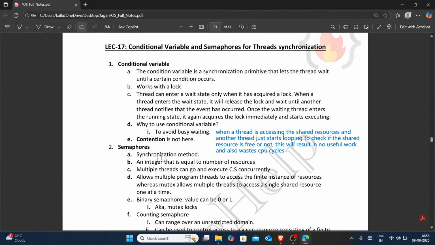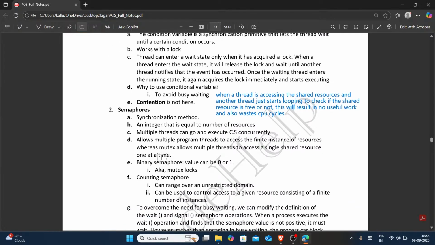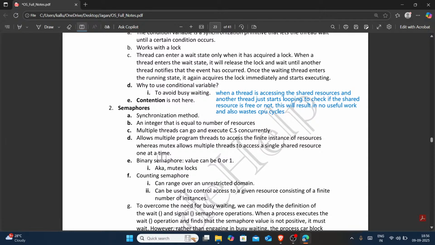Semaphores are a synchronization method: an integer that is equal to the number of resources. Multiple threads go and execute the critical section concurrently. It allows multiple program threads to access a finite instance of resources, whereas a mutex allows multiple threads to access a single resource.